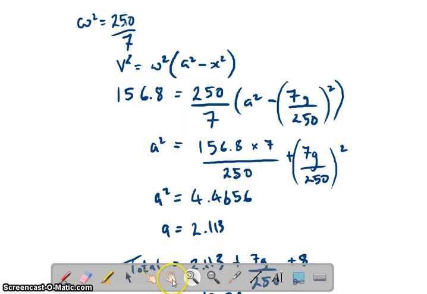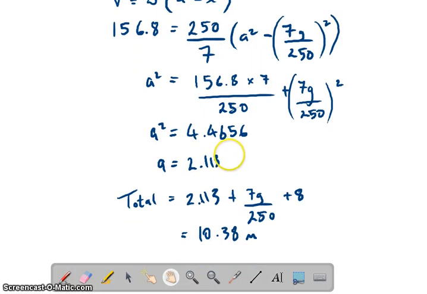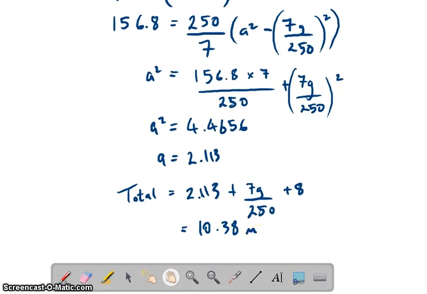Our omega was 250 over 7. Our velocity, I said, was the starting velocity, and we can simply put that in to the equation. We have a value for x, and then that gives us an a squared, which we can find. It's the only unknown, and we rearrange, and we get a value for a. Now that value for a can be added to the 8 meters that they fell before the rope got taut, and the displacement, not the displacement, the extension. So we've got maximum displacement, extension, and the total distance that they fell, and that gives us 10.38 meters. So that's the lowest point that they will be below the ledge.